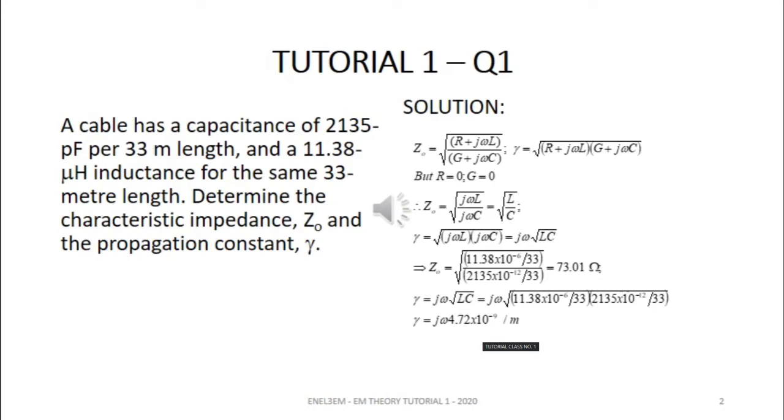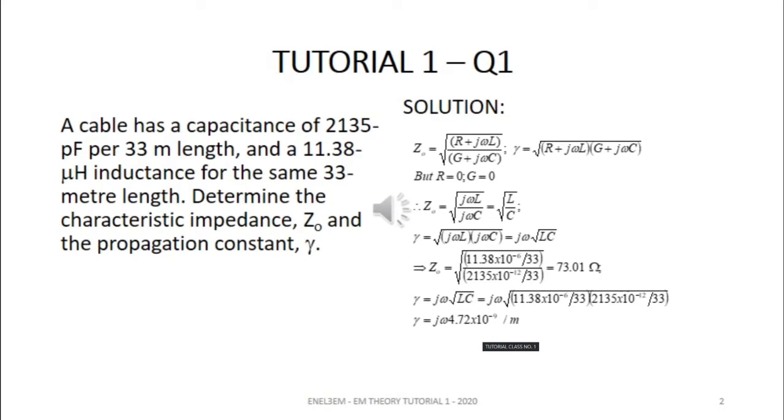Therefore, Z0 is equal to square root of R plus j omega L over G plus j omega C. Z0 then becomes square root of j omega L over j omega C, because R is 0 and G is 0. And when you remove the two j omegas, they cancel, therefore Z0 is square root of L over C. And of course, our gamma becomes equal to j omega square root of LC.